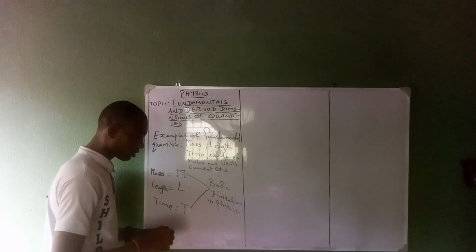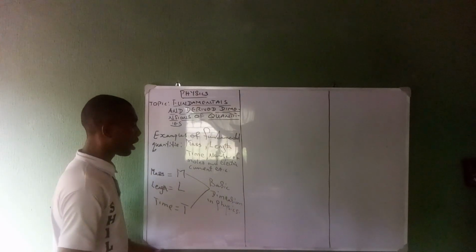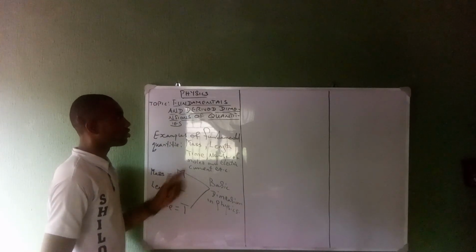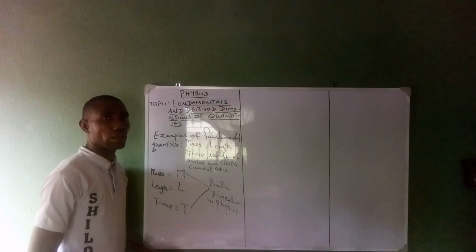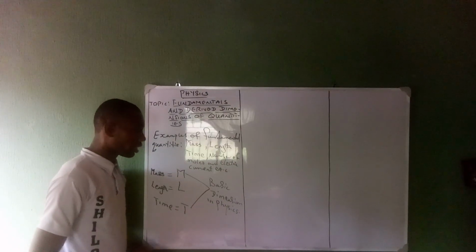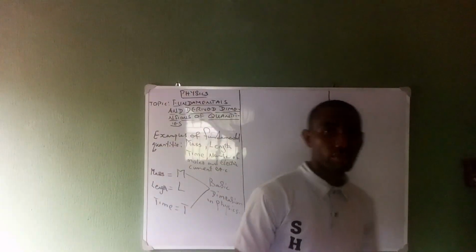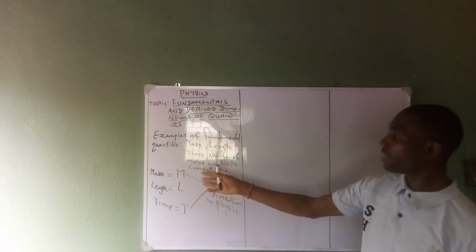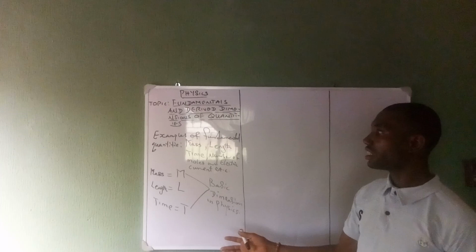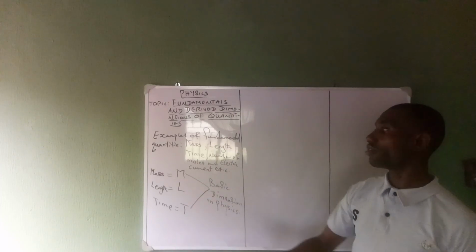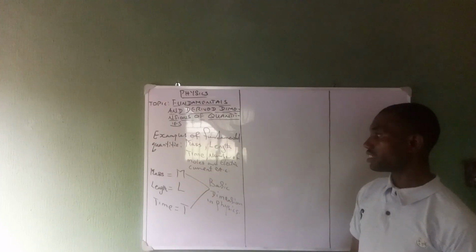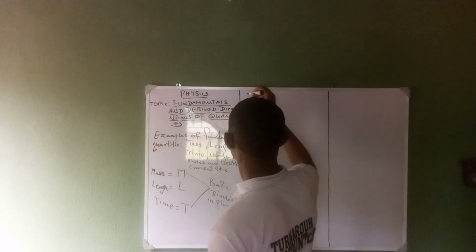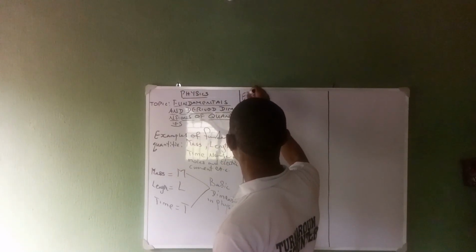These basic dimensions are quantities that form the fundamentals of physics, and that is why we refer to them as independent quantities. They are independent in the sense that they don't need the assistance of any other quantity in order for them to exist.